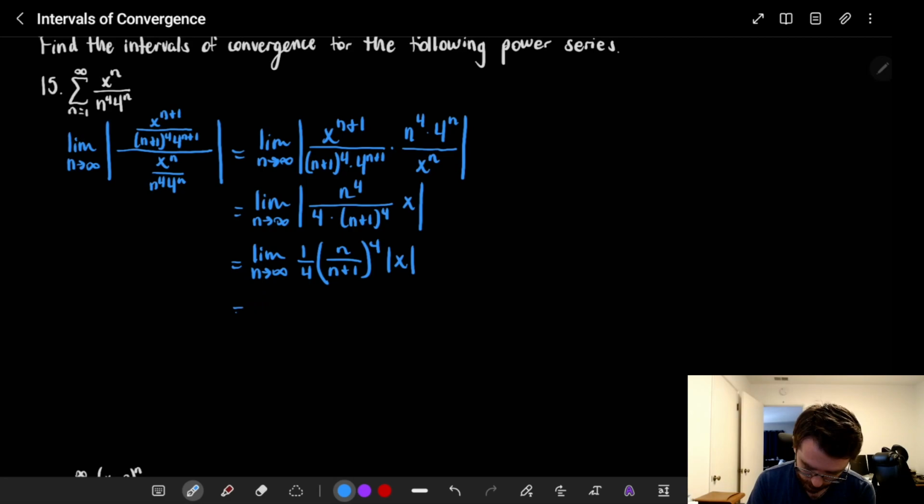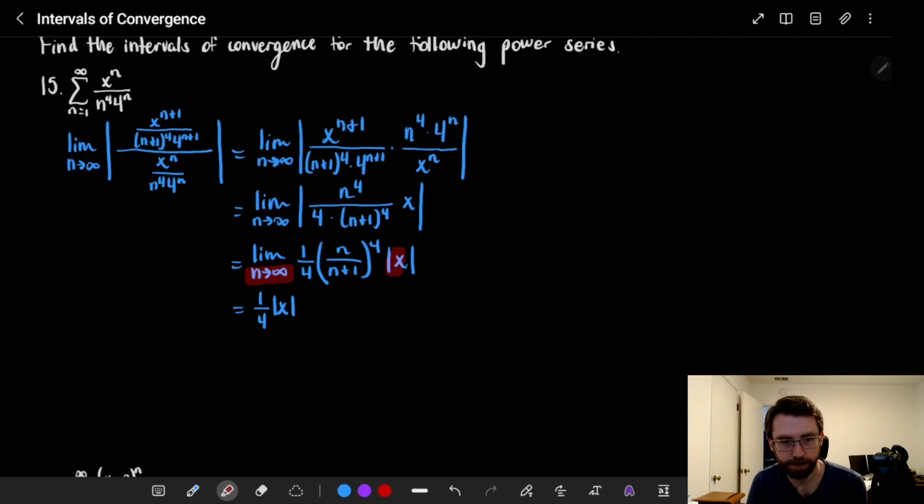So don't forget about this 1/4 out front. That means the limit is 1/4 times the absolute value of x. Right? Note that n and x basically have no relation to each other. We're taking the limit as n goes to infinity, so we can just sort of leave x alone.